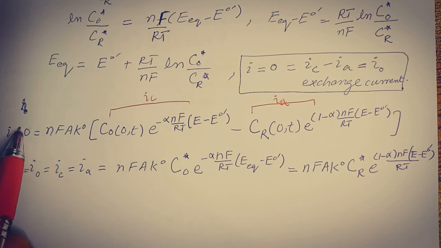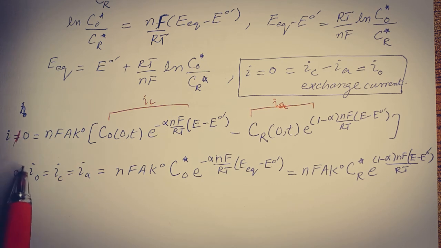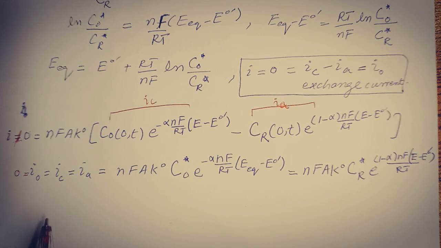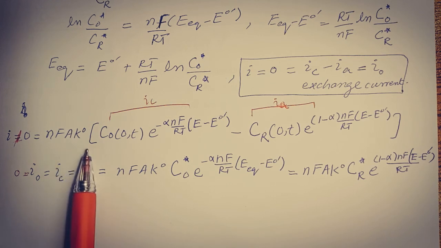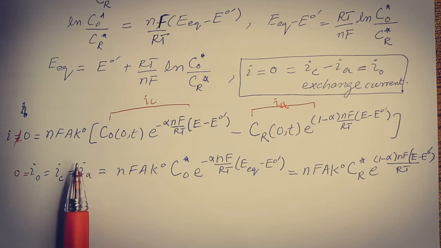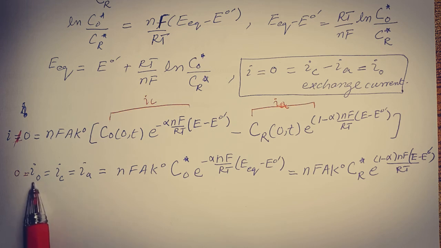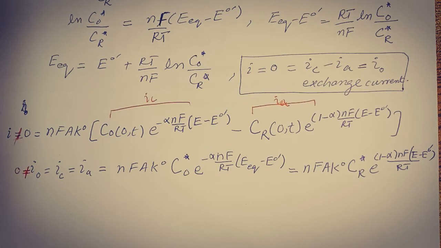So it can be equal to 0, or not equal to 0, depending on the condition. This is the equation which is applicable for 0 or non-zero currents. So this equation is modified for the 0 current condition, when the cathodic and anodic components are equal and the total current is 0, but the I naught, that is the exchange current, is not equal to 0 but equal to either the cathodic current or the anodic current.